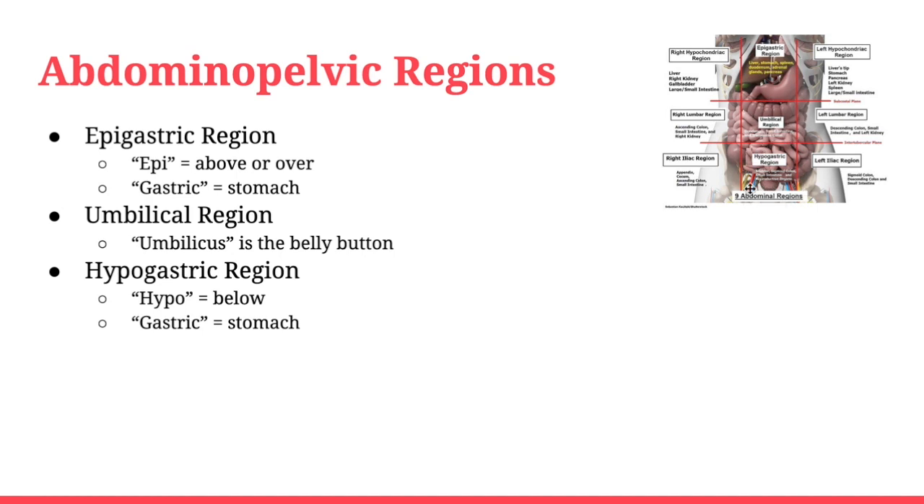Then our last one that we need to talk about is the hypogastric region. Just like we talked about, hypo means below for hypochondriac. Hypogastric here means below the stomach. So very way down here.